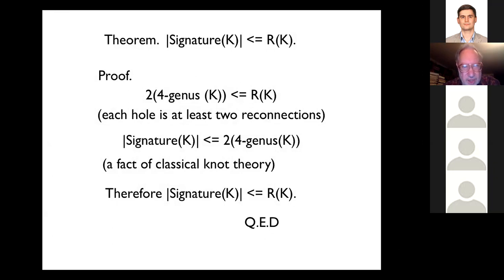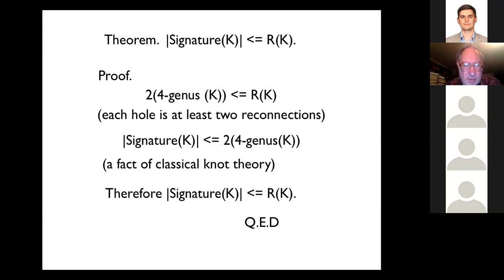You can think of the genus of the surface you generate, and you can show that twice the genus that you generate, which I've called the 4 genus, is less than or equal to the reconnection number. That's what I was indicating with my pictures. And then a theorem from classical knot theory due to Murasugi says that the absolute value of the signature is less than or equal to twice that genus. And so therefore the absolute value of the signature is less than or equal to the reconnection number.